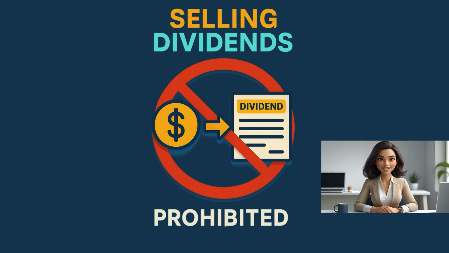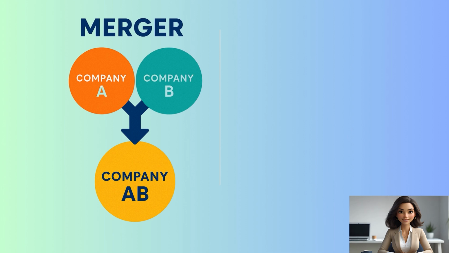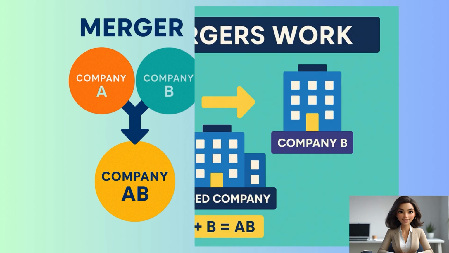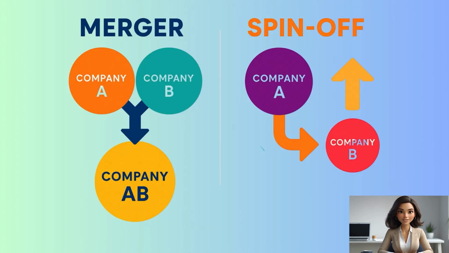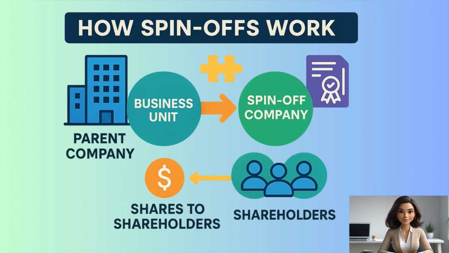While we are on dividends, it is important to know that the practice of selling dividends is prohibited. This is when you use the upcoming dividend date to create urgency to buy the stock. It is deceptive and prohibited. Mergers and spin-offs are common in the business world. A merger is when 2 companies or more merge to make one larger company. A spin-off is where a larger corporation decides to spin off a part of their business to a new corporation.